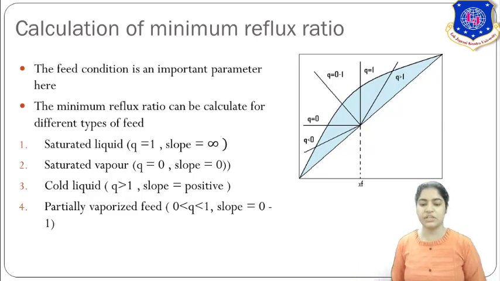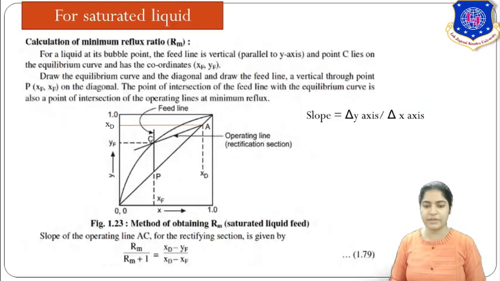Have a quick revision here. For saturated liquid, your q value is 1, whereas your slope is infinity. For saturated vapor, the q value is 0, and your slope is again 0. For cold liquid, you can see the q value is more than 1 and the slope is positive. Whereas for partially vaporized feed, your q value is between 0 and 1, and the slope is negative.